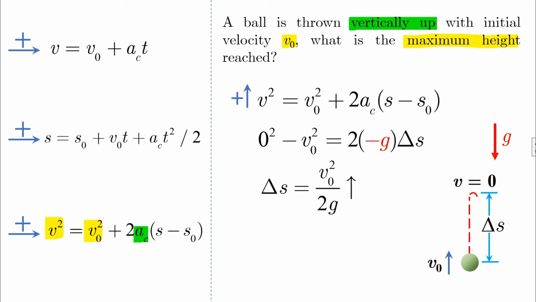This question can be asked in a different way, where the maximum height is given and initial velocity is required. In this case, you just solve for v naught from this equation instead of delta s. So just move 2g to the other side and take the square root of both sides to find v naught.